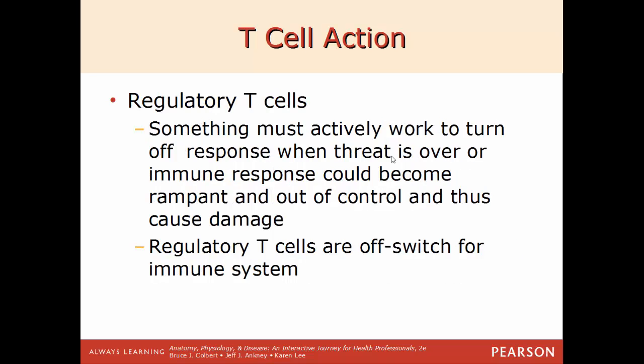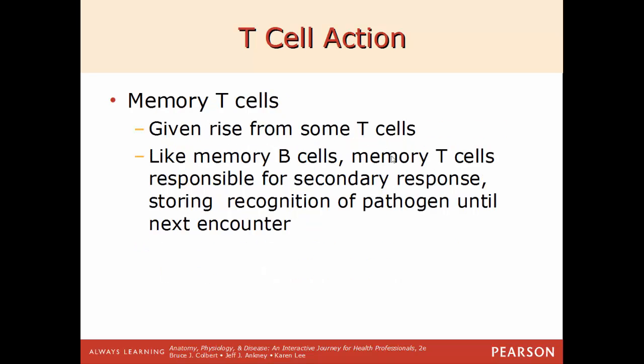Next one, regulatory T cells. Something has to be there to turn off the response when the threat has already been eliminated, or the immune response would just keep going and going and be totally out of control and would eventually attack your own body, your own healthy tissues. So that's what the regulatory T cells do. They are the on-off switch for the immune system. Once the fight is over, everything is reined back in, and the fight is called off. Memory T cells. These are similar to memory B cells. They keep records, or they keep the database on pathogens that they have fought in the past. So when they encounter that pathogen again in the future, the response can be very aggressive and very fast.